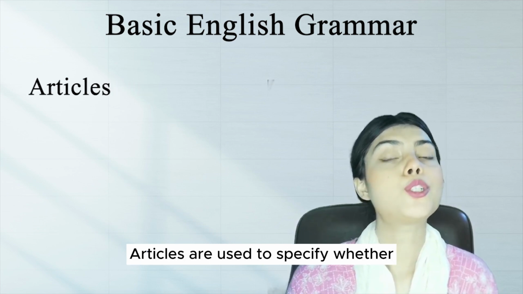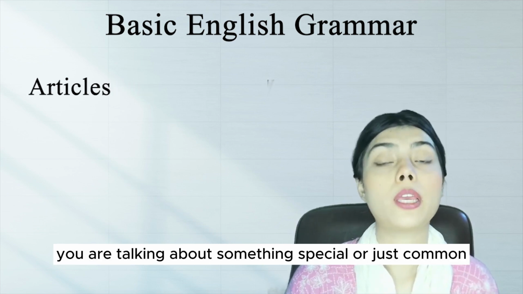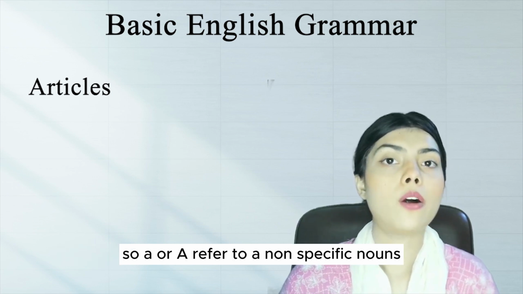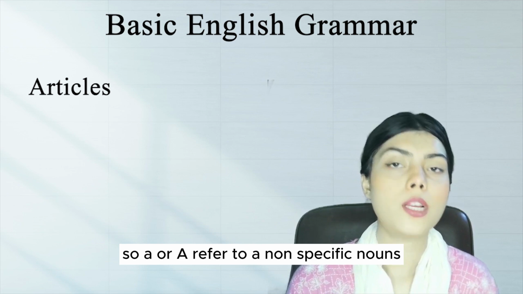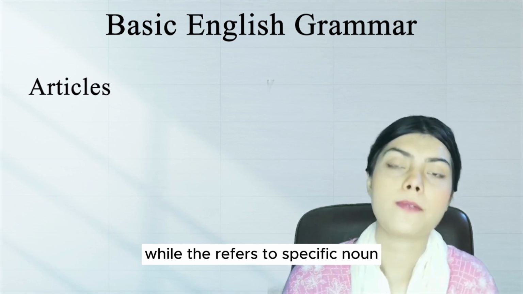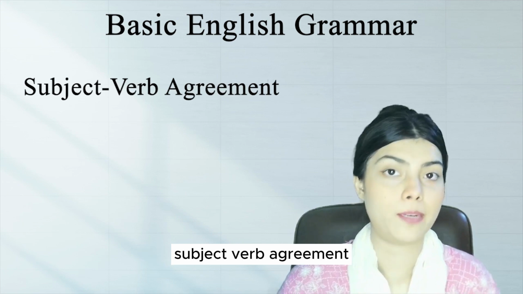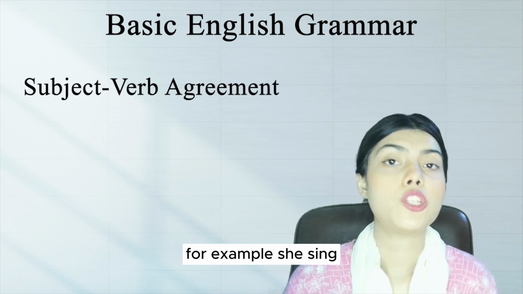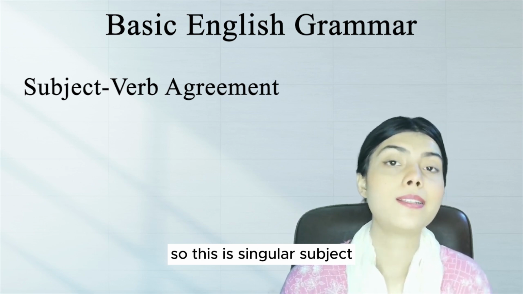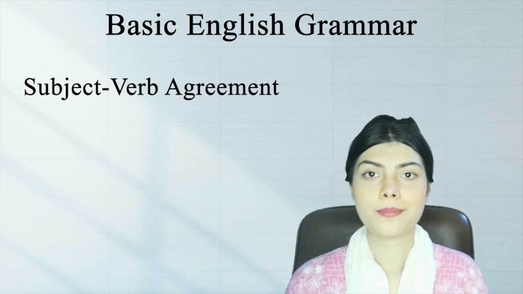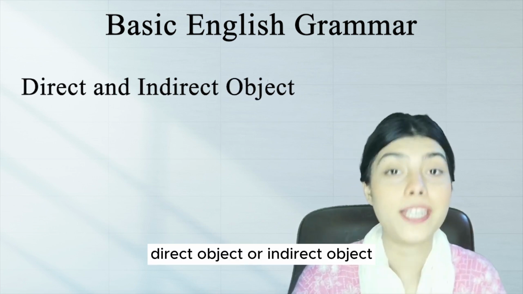Articles. Articles are used to specify whether you are talking about something special or just common. So a or an refer to non-specific nouns, while the refers to a specific noun. Subject verb agreement. Verbs must agree with the subject. For example, she sings. So this is a singular subject. They sing, plural subject.